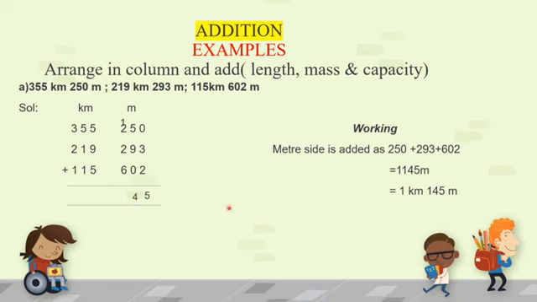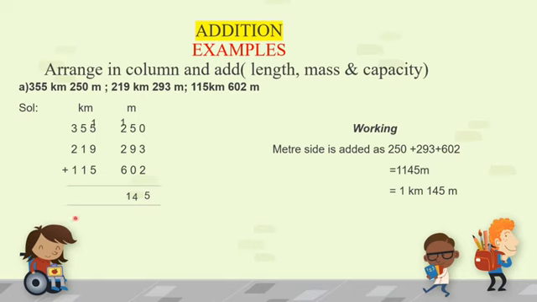Meter will have only a 3-digit number. The moment you get the 4th digit, that will be converted into kilometer. That will be sent to the kilometers side. So what are we going to do? We have got 11. We will write 1 here and we will shift 1 to the kilometer column. So we will shift 1 kilometer to the kilometers unit, and so we have got 145 meters.